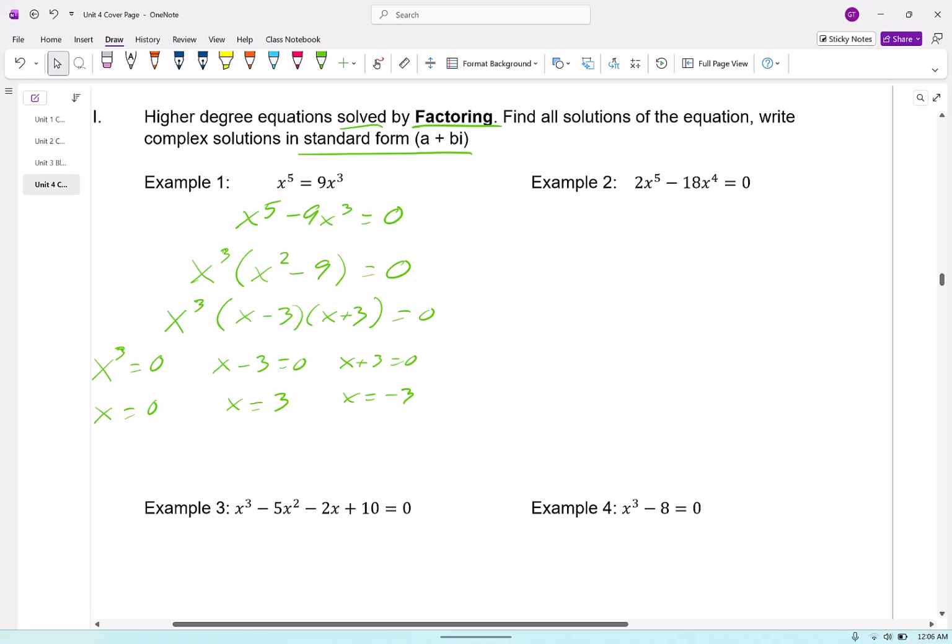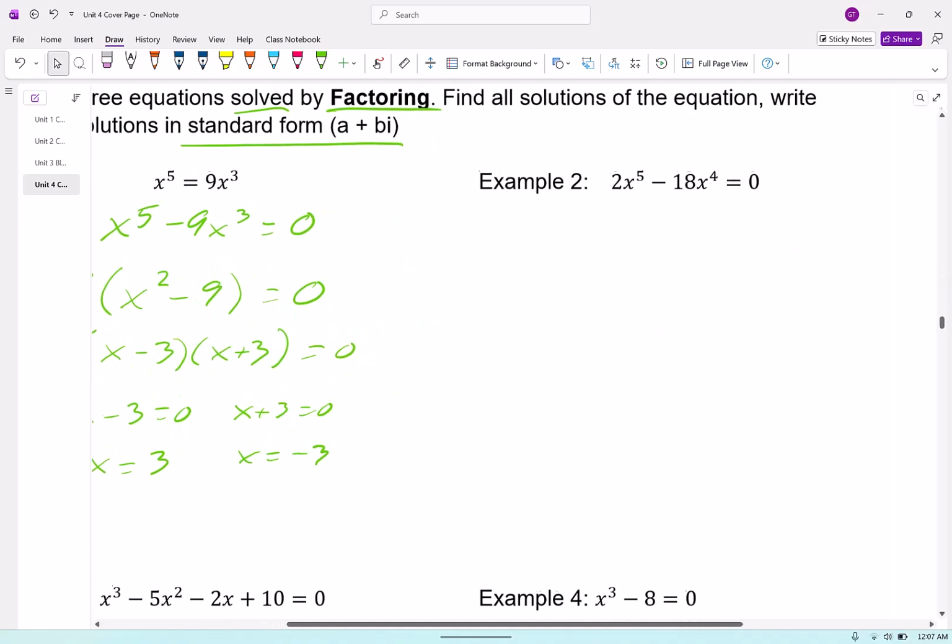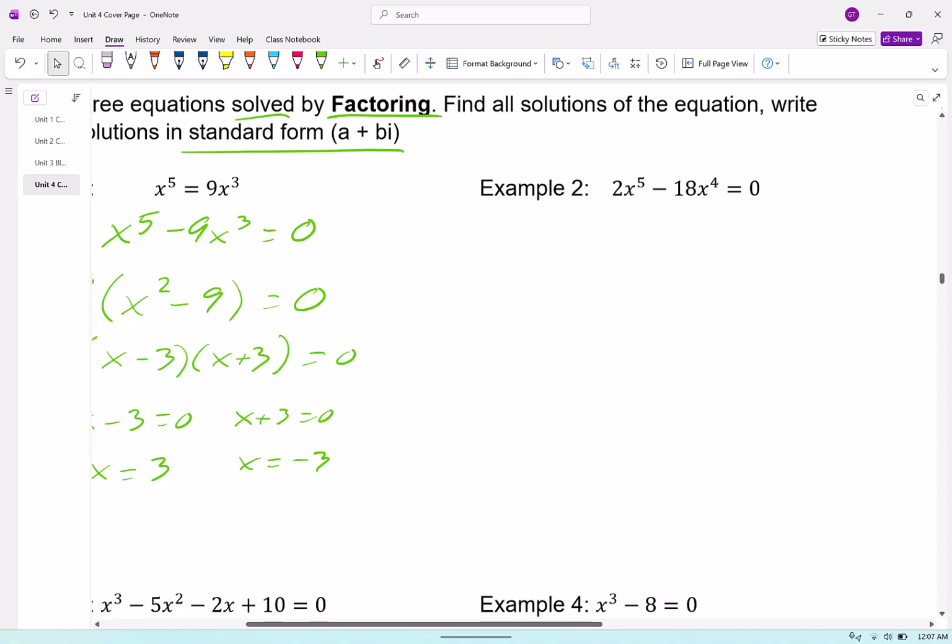All right, so if we take a look at this one up here, well, I got a 2. These are both even, so I could take a 2 out of each, and I could take x to the 4th out of both of them as well. So I get 2x to the 4th. What does that leave me here? Just x. What does that leave me here?